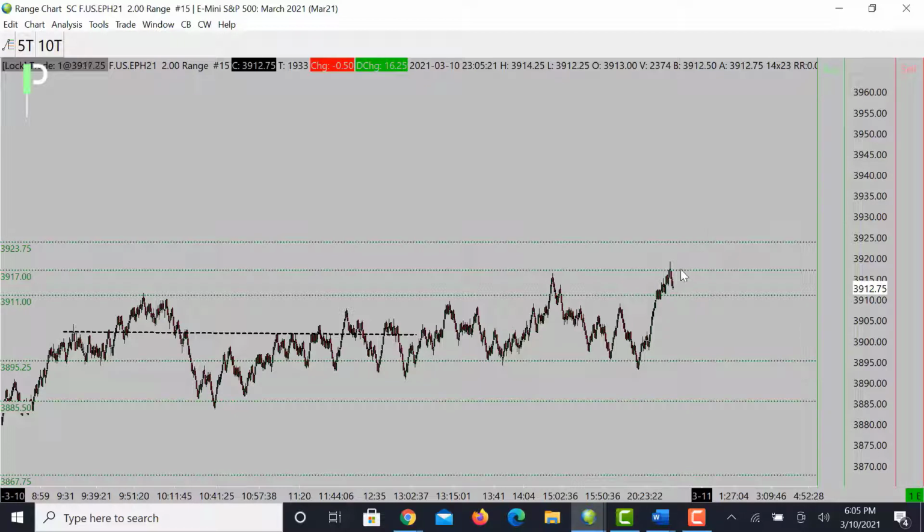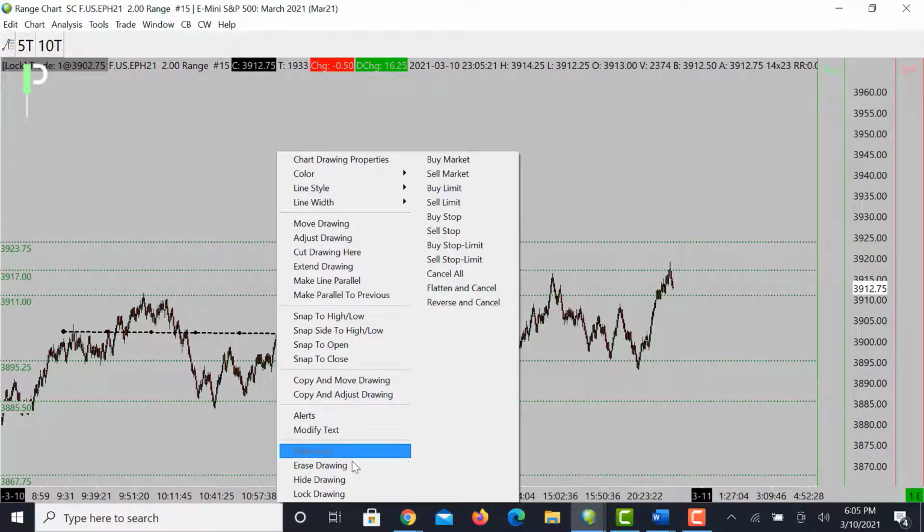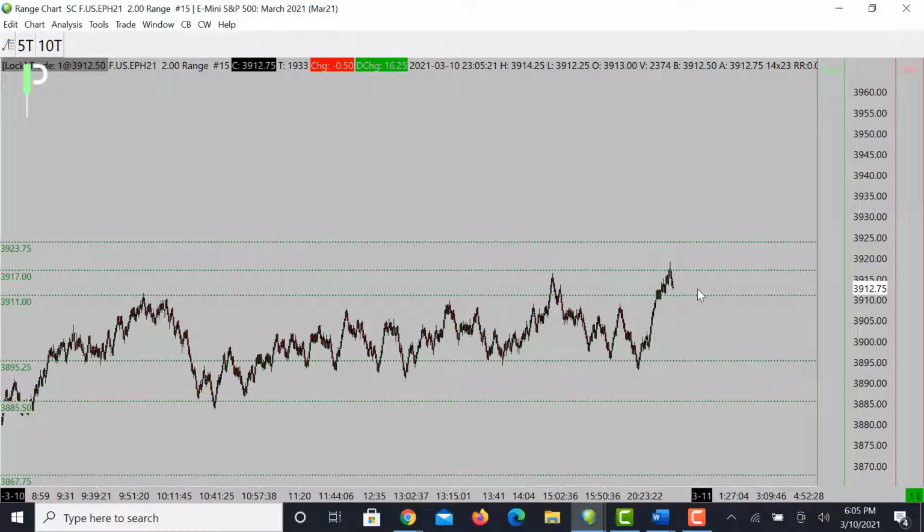But if you're looking for this pullback, you can look at 39.11 as a minor level, but again, I prefer to look at 95, and if not 95, then somewhere around 85.50. That's going to be my better levels to look out for.